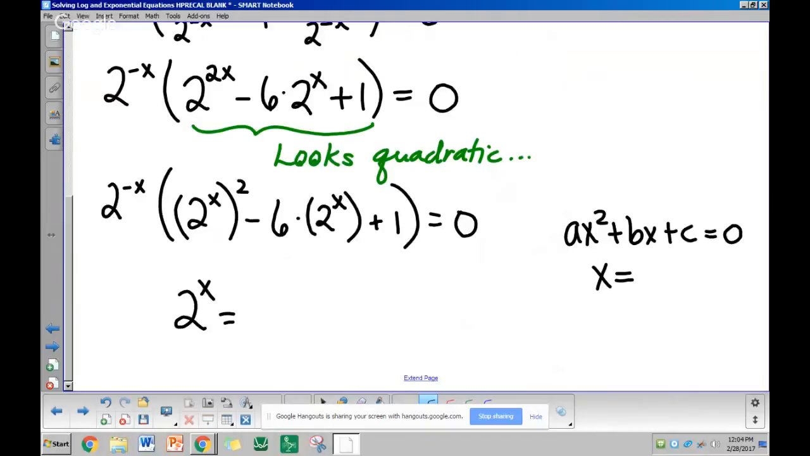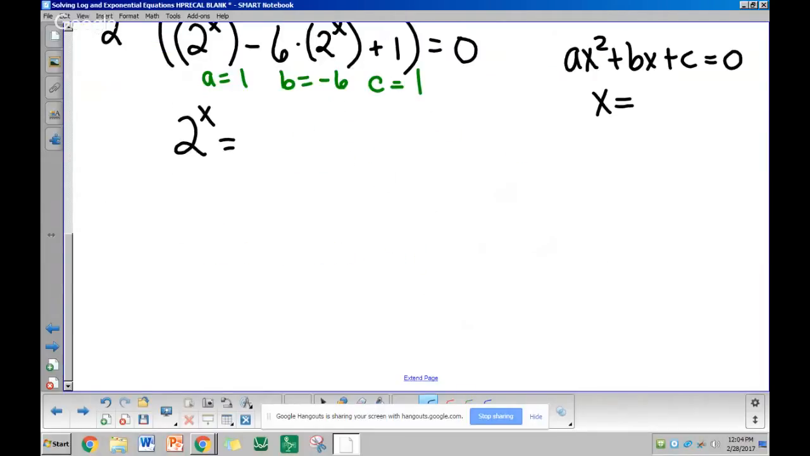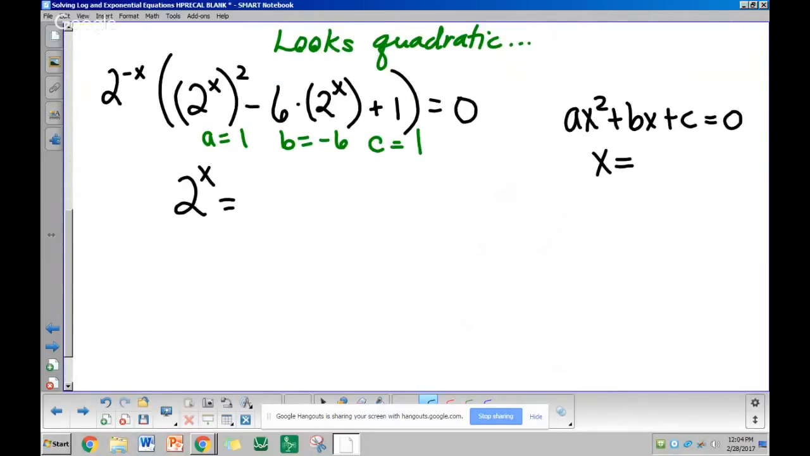I got it. You got it? Okay. So it's going to be 2 to the x equals, well, what is a here? Let's think about it. What's a? 1, good. B is negative 6. C is 1. So now we're going to use the quadratic formula to solve this part, and then we'll talk about the 2 to the negative x out here.